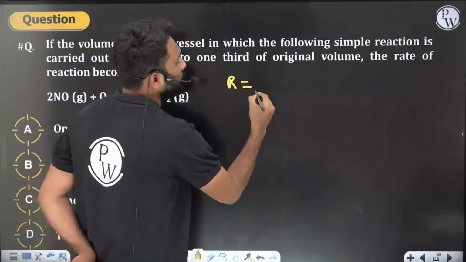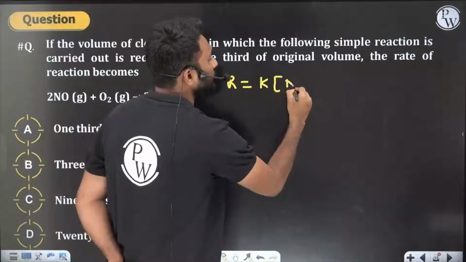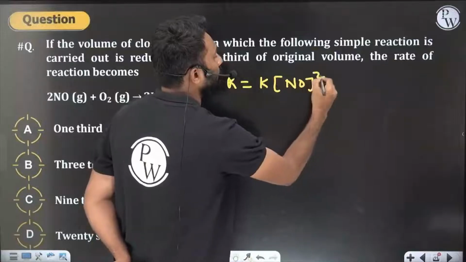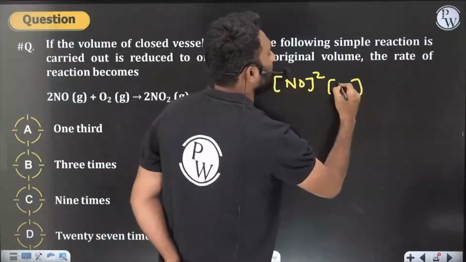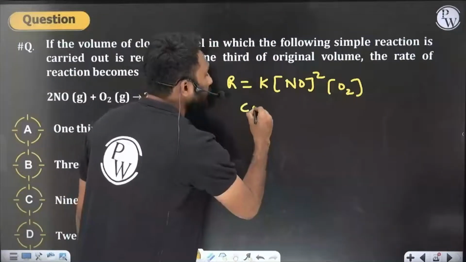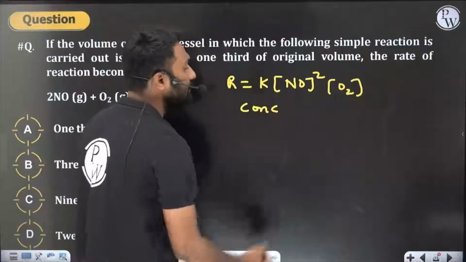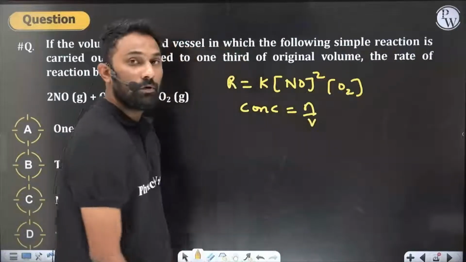Rate is equal to rate constant into concentration of NO to the power 2 into concentration of O2. Now, what is the meaning of concentration? Concentration is equal to number of moles by volume, right? Number of moles by the volume.